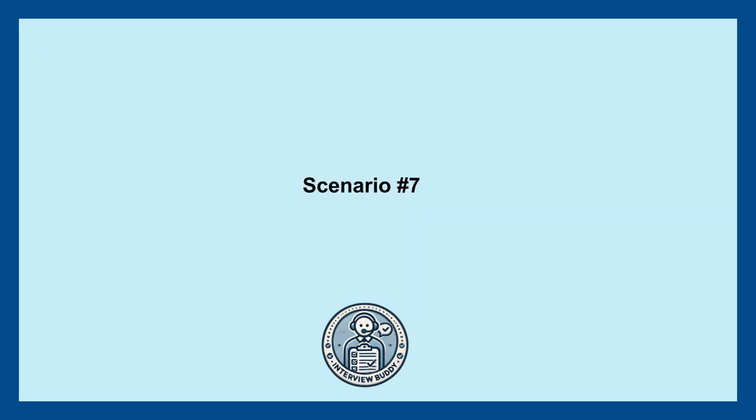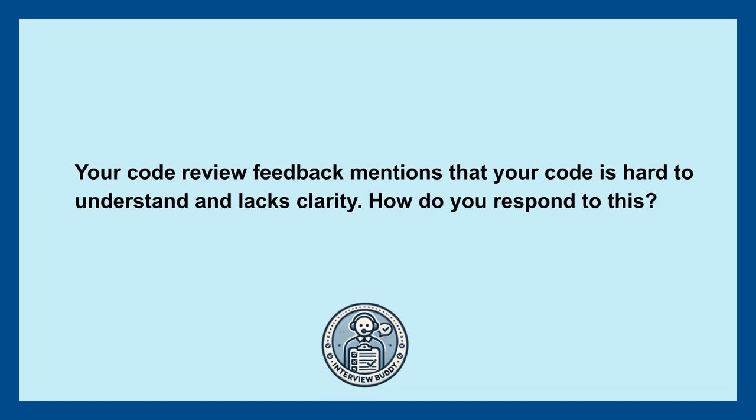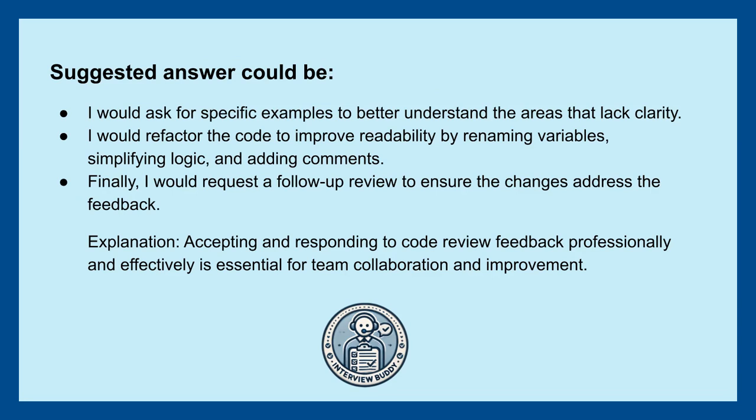Scenario number 7. Your code review feedback mentions that your code is hard to understand and lacks clarity. How do you respond to this? I would ask for specific examples to better understand the areas that lack clarity. I would refactor the code to improve readability by renaming variables, simplifying logic, and adding comments. Finally, I would request a follow-up review to ensure the changes address the feedback.